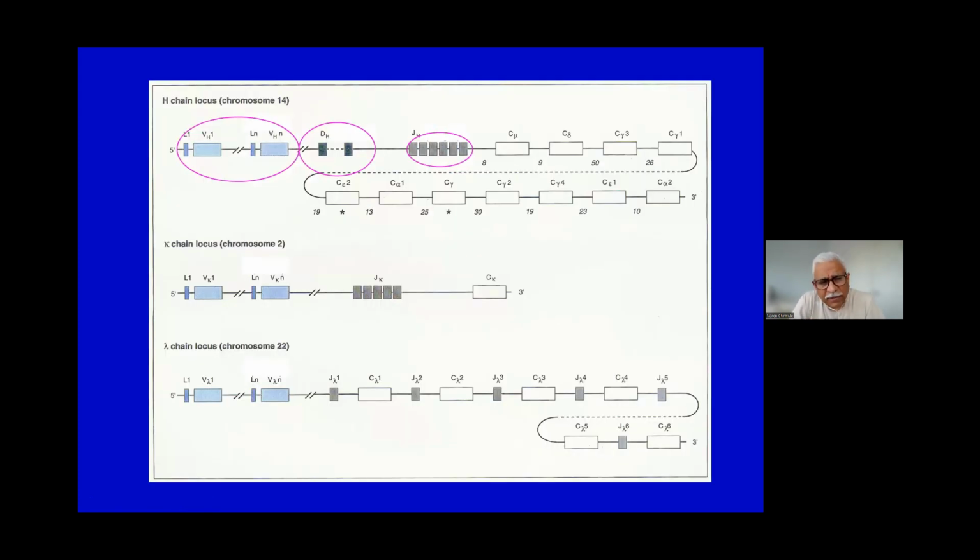So the gene for the heavy chain is present on chromosome 14. The genes for the kappa and the lambda light chains are present on chromosome 2 and chromosome 22.